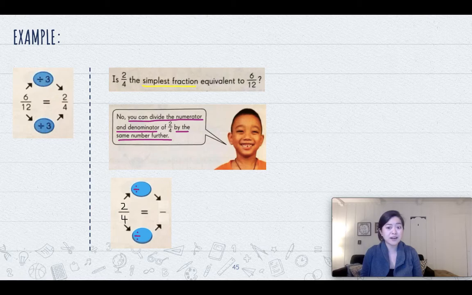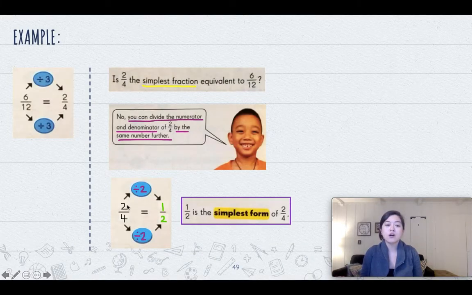We can divide it by 2. 2 divided by 2 is 1. 4 divided by 2 is 2. So 2/4 is equivalent to 1/2. 1/2 is the simplest form of 2/4 because let's look at the fraction 1/2. Is there another number I can divide the numerator and denominator by that's the same number?